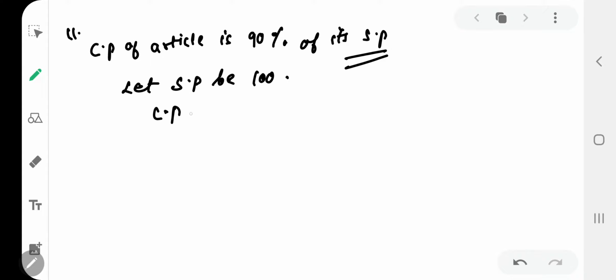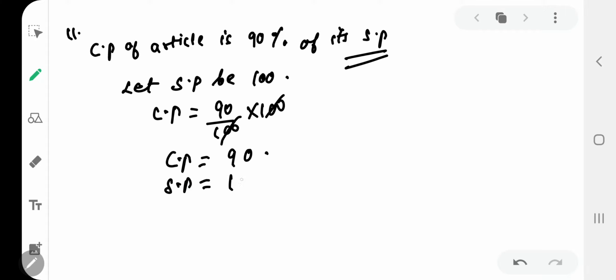Next we have problem number 11, which says the CP of an article is 90% of its selling price. My dear kids, you have to find the profit or loss percent. Now selling price is missing, so you will let SP be 100 and CP is 90% of 100. Getting my point? So CP is 90, where SP is 100.